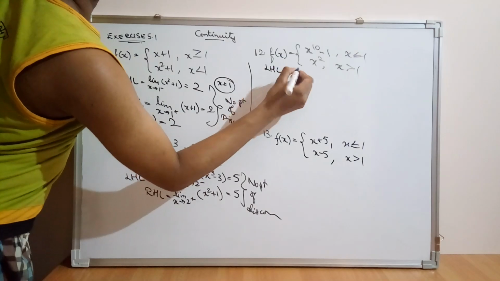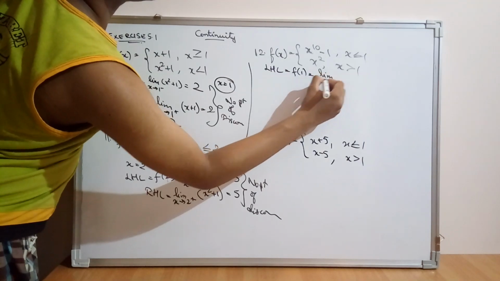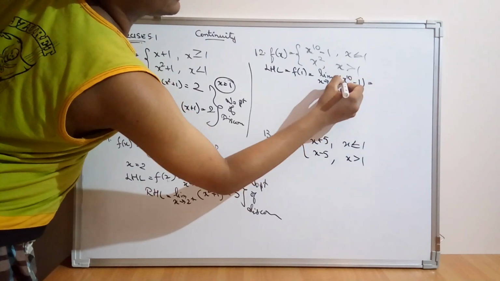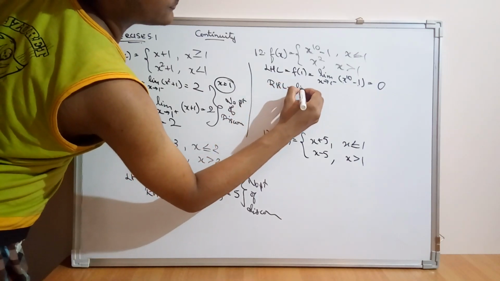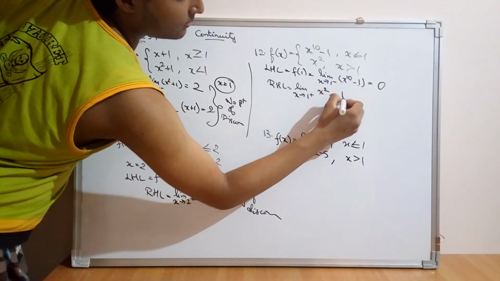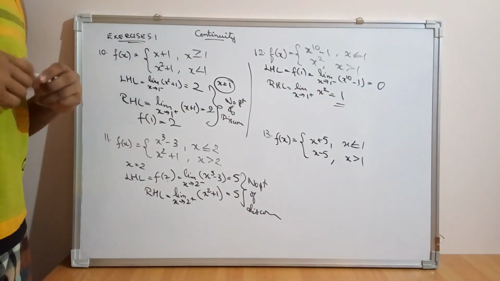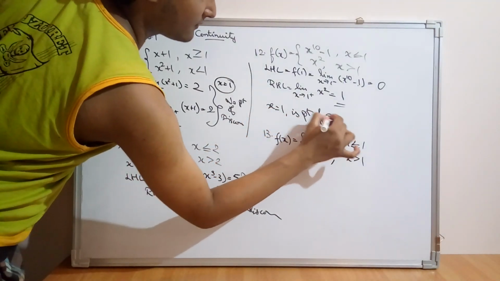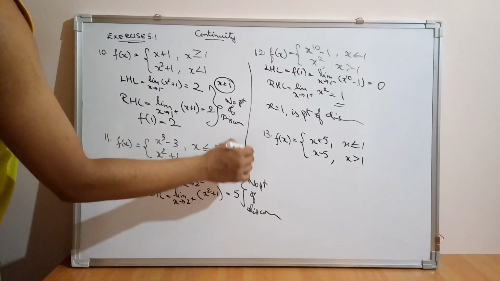Now let's do LHL. LHL is going to be equal to the function at that point, that is equal to limit x tending to 1 minus x raised to 10 minus 1, that is going to be 1 minus 1, that is 0. RHL is equal to limit x tending to 1 plus x square, that is 1. See, they are not going to be equal, right? 0, 1. Therefore, x is equal to 1 is a point of discontinuity. Okay, next we'll see the 13th question.